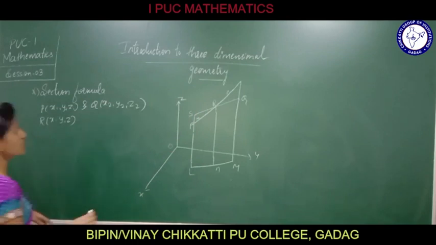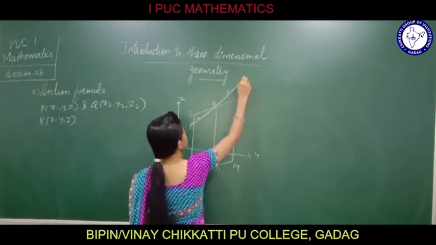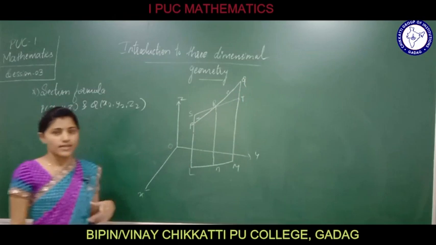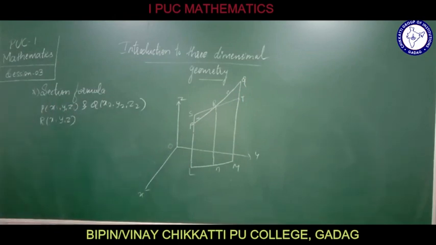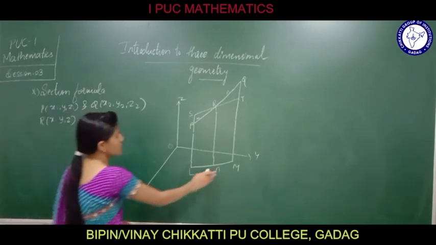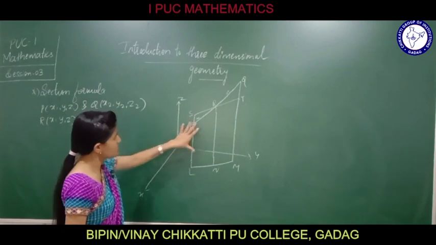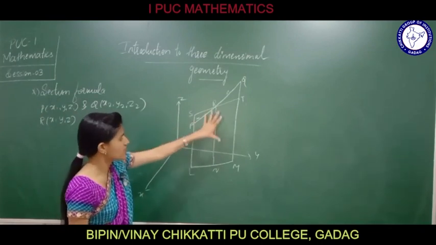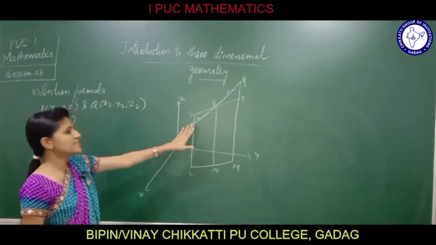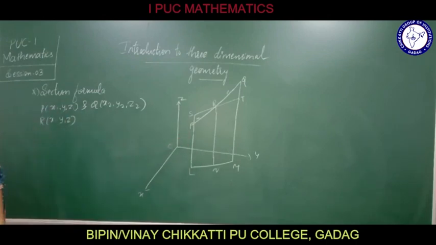Here the point R is dividing the line PQ externally, in the ratio m is to n. Now we have drawn PL, QM and RN perpendicular to the XY plane. Then obviously PL is parallel to RN and RN is parallel to QM. All these three lines are parallel to each other.